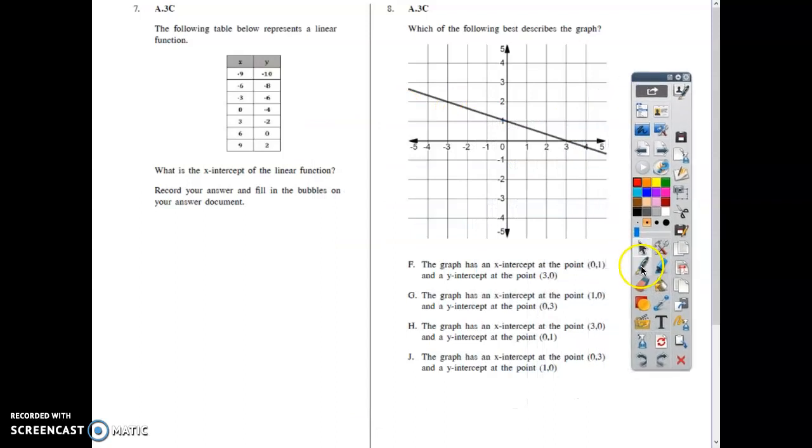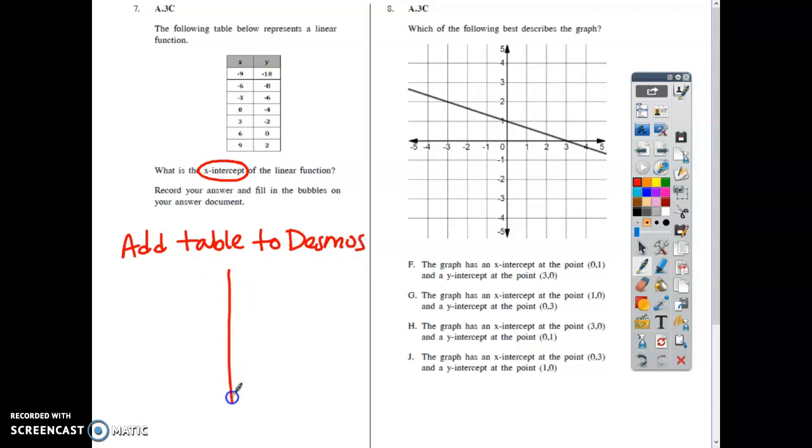Problem number 7. Some of you can just look at this table and figure out where the x-intercept is just by looking at it. The x-intercept is where it crosses the x-axis. Okay? If you cannot tell just by looking at the table, I would add this table in decimals. So add the table to decimals. So you can see it in the graph.